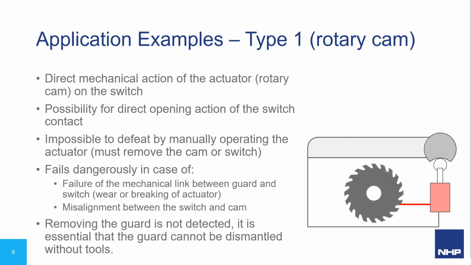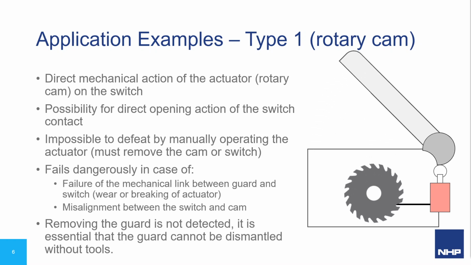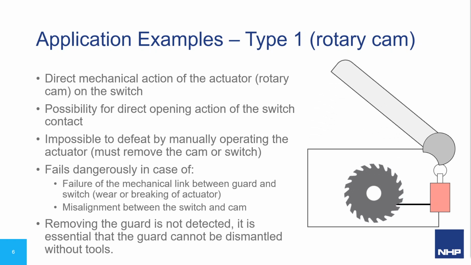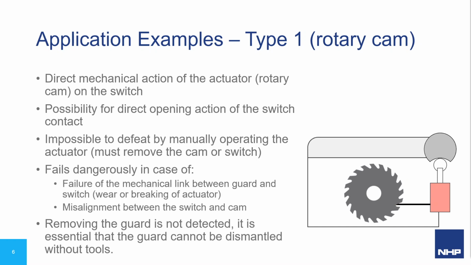Some features of this application example are that the lid directly operates the contacts of the switch. This is called direct mechanical action and forces the contacts open. The arrangement of the limit switch underneath the rotary cam ensures that it is impossible to have the lid open and the limit switch not pressed.